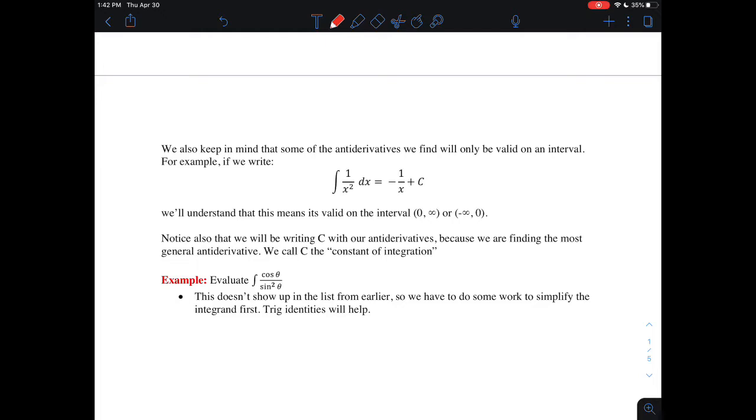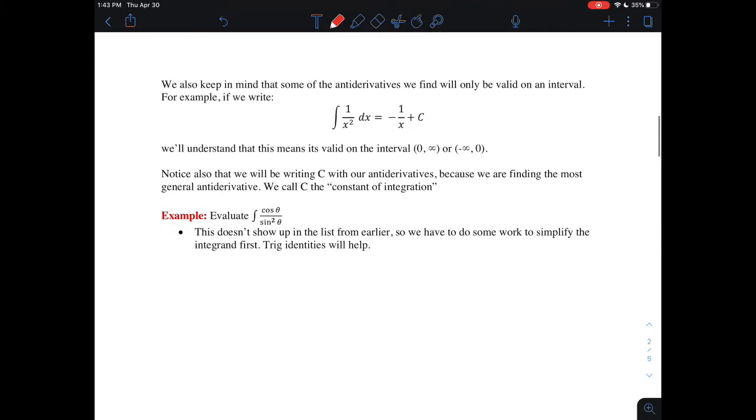We will also keep in mind that from that list, some of the antiderivatives we find will only be valid on a certain interval. For example, if we write the indefinite integral of 1 over x squared dx is equal to negative 1 over x plus C, we understand that this is only valid on a certain interval. In this case, we can't have x equal to 0, so we'll just assume that we understand that. The whole point is that we're getting a function. We understand that there are concerns about domain, but if we don't have any definite values for our integral, then we're just creating a function with its own implied domain as well.